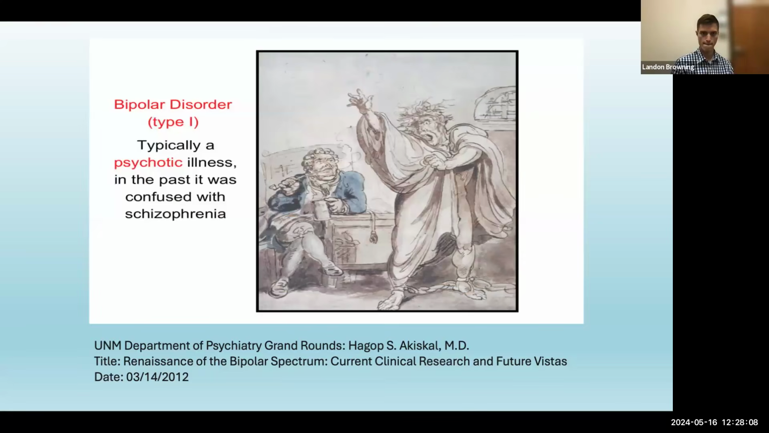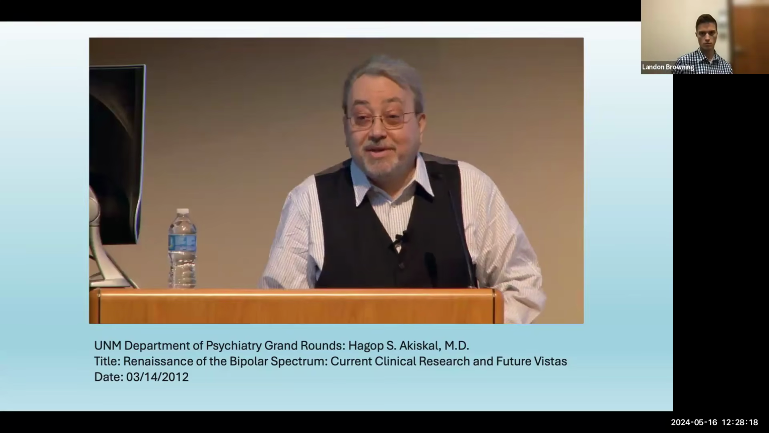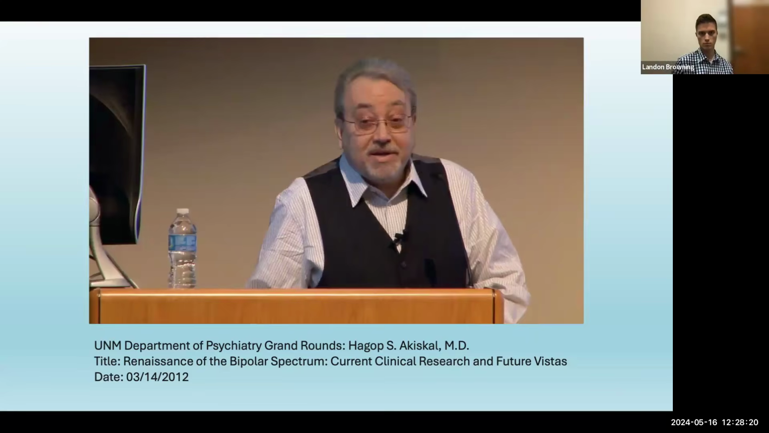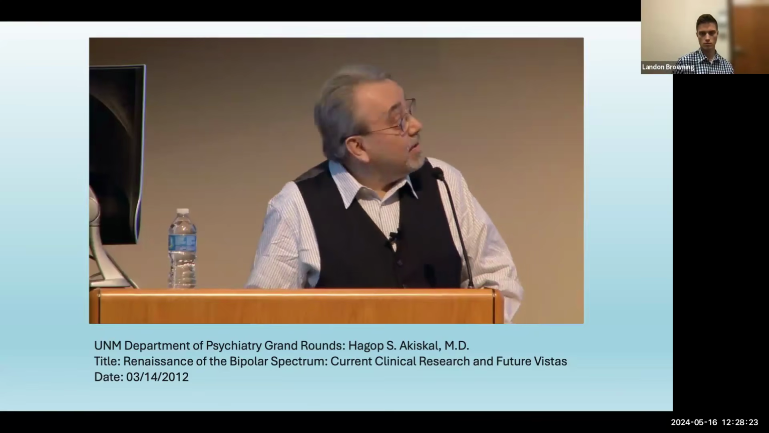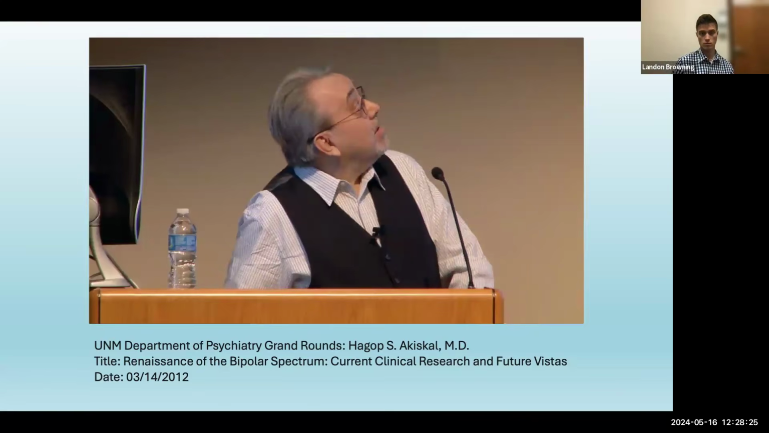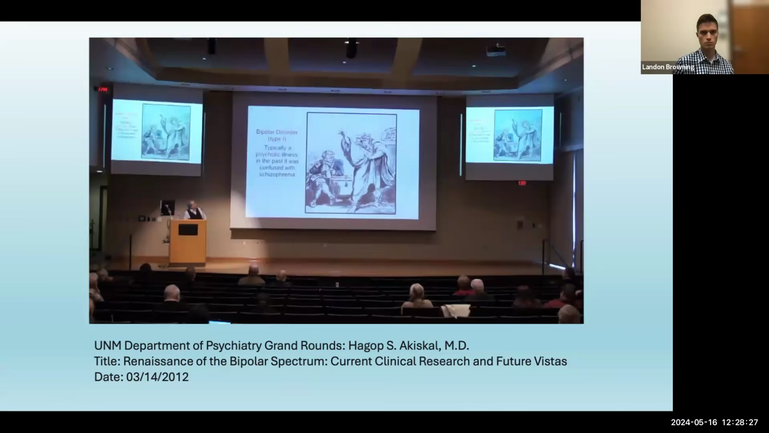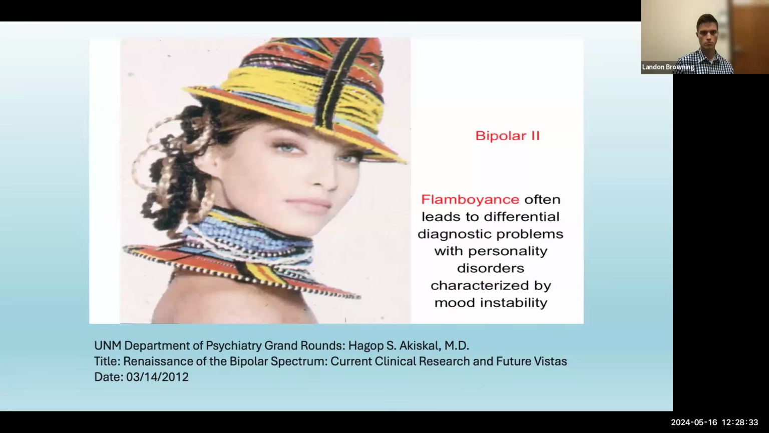Now, this is bipolar 1, probably an irritable mania, irritable, aggressive, you know, dysphoric mania, something like that. It certainly is not euphoric. Very common. Typically, a psychotic illness can be confused, in the past, with schizophrenia. Now, this is a different kind of disorder.